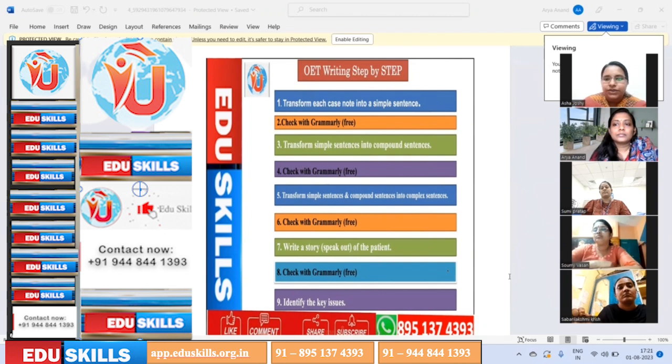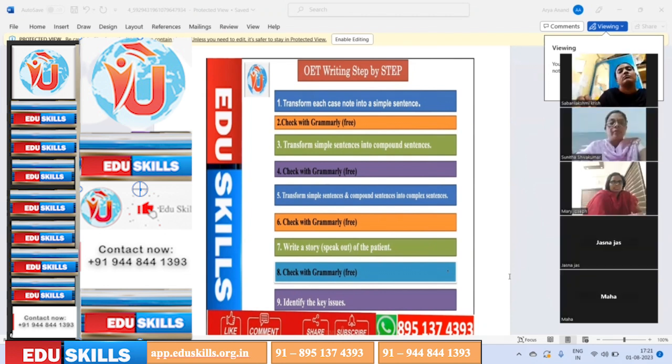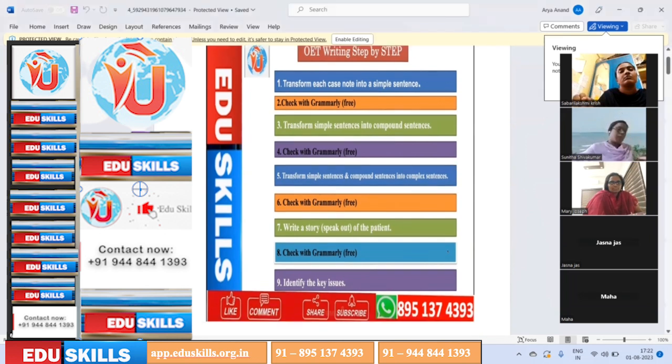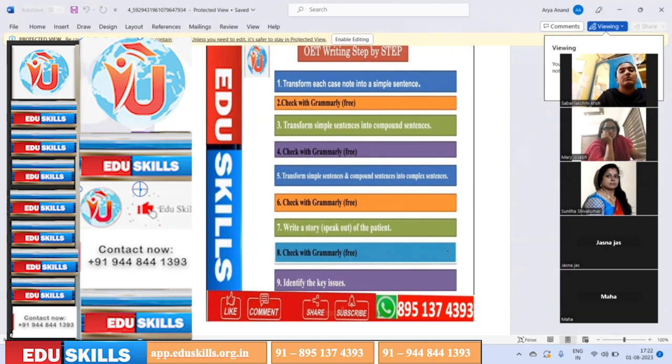We are continuing how to write an OET letter with the help of 21 steps which our father taught us. The first step was explained by Sonia on the first day: how to convert a case note into simple sentences and how to check it with Grammarly. The third and fourth steps were explained by Limna: how to convert the simple sentences into complex sentences and how to check it with Grammarly.